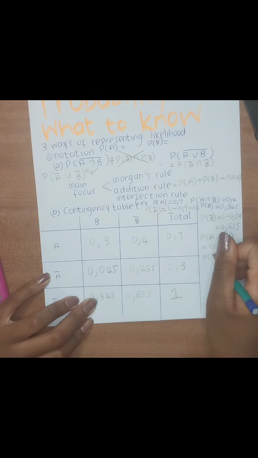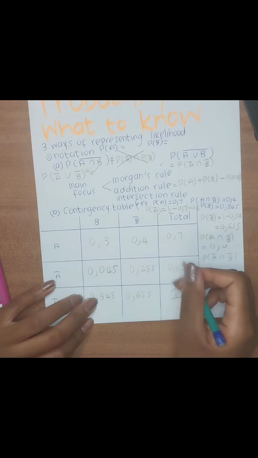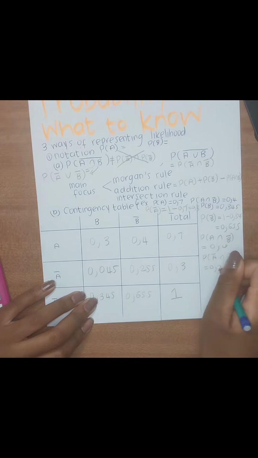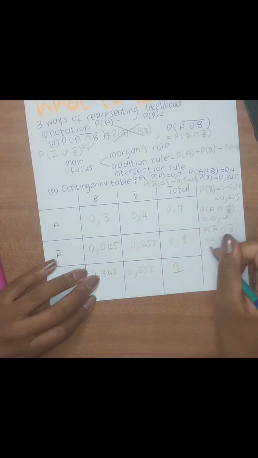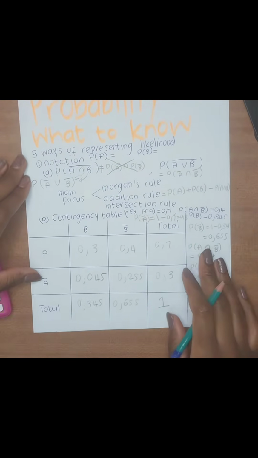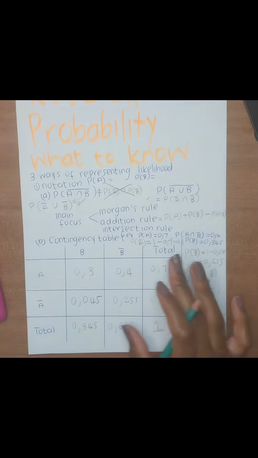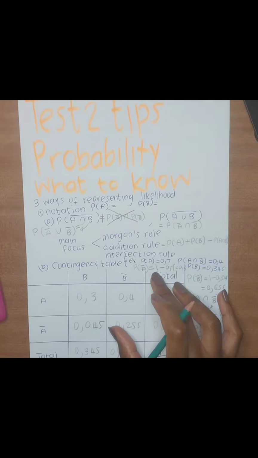Not A, not B, so not A and not B. So the probability of not A and not B, right? So it would be 0.255, right? So that is how you use a contingency table. Okay. Just want to make sure you guys can see what I'm writing.